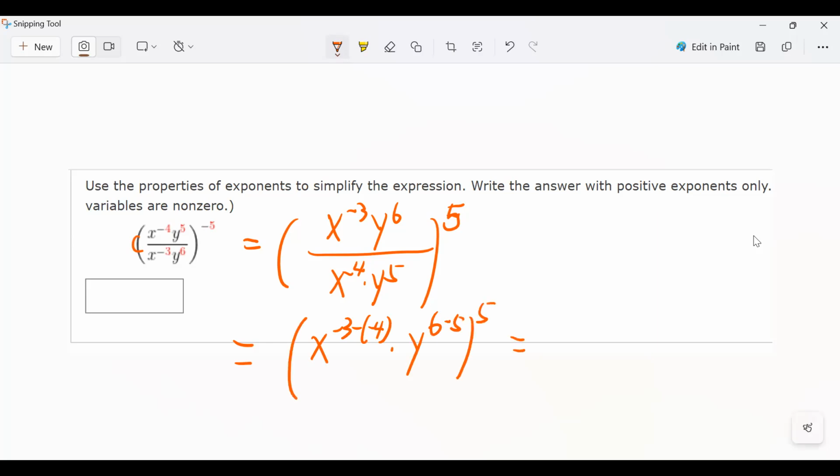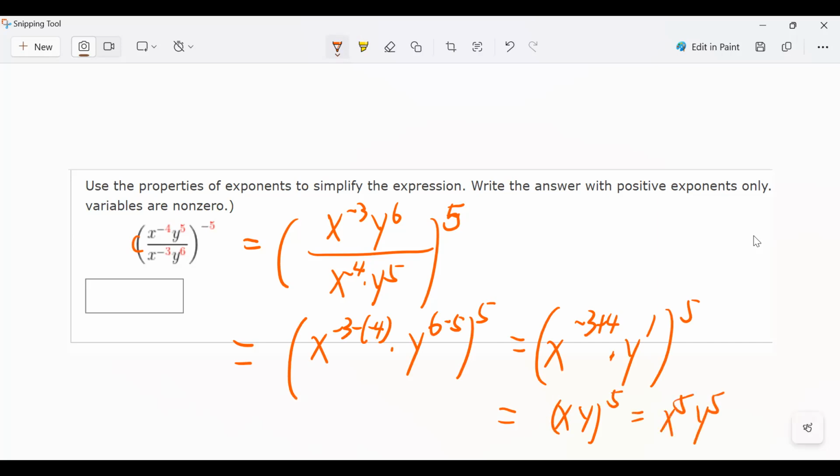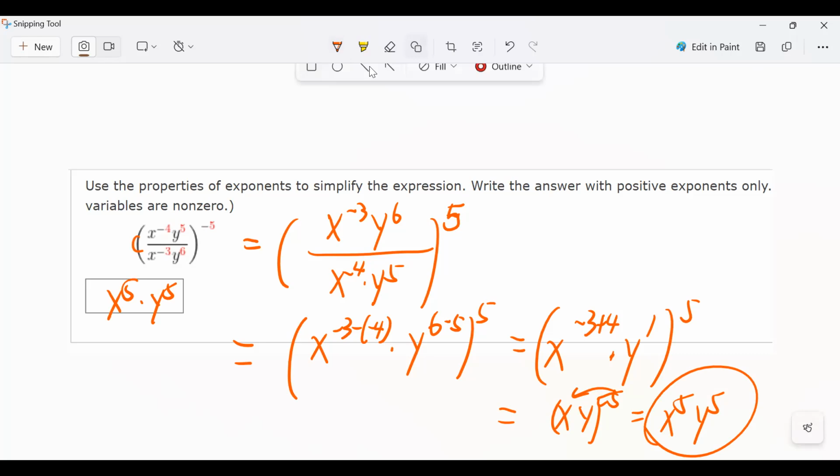Now x is negative 3 adding 4, which is 1, and y is 1. Now it's x to the first and y to the first. So it's x to the 5, y to the 5. Now there's a 5th power for each one of these. So the answer is x to the 5th, y to the 5th. Any questions?